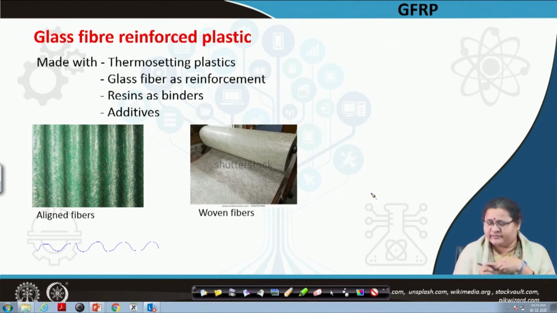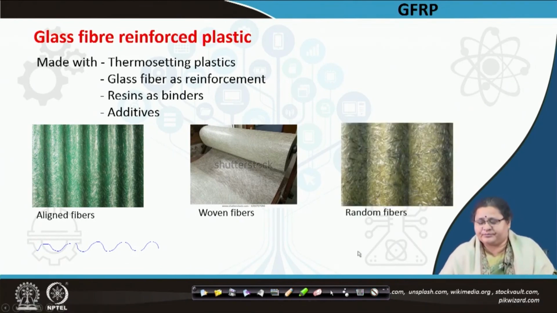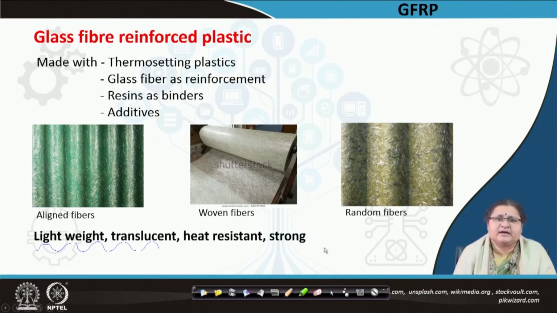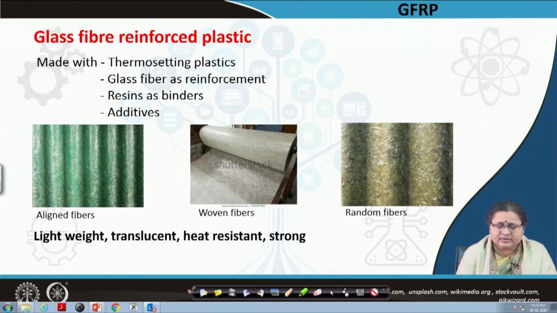Or else you can have the random fiber, where you can see the glass rovings being randomly spread in different directions. So, these are again lightweight, translucent, heat resistant, strong building material, used as roofing, used as a sheet, used for temporary structures, used for cycle shed roofs. So, we do not stop exploring glass.